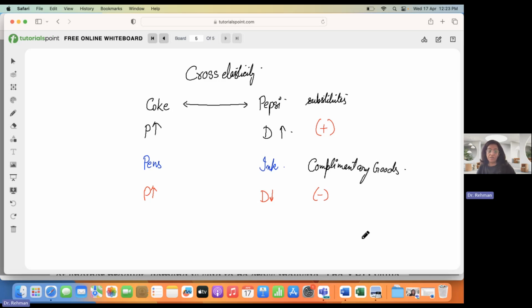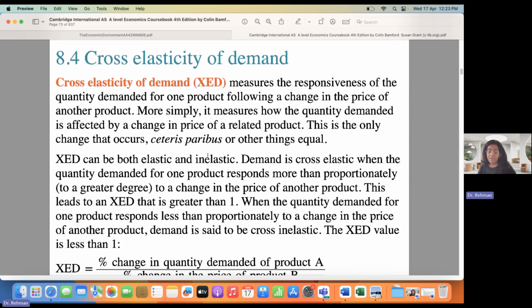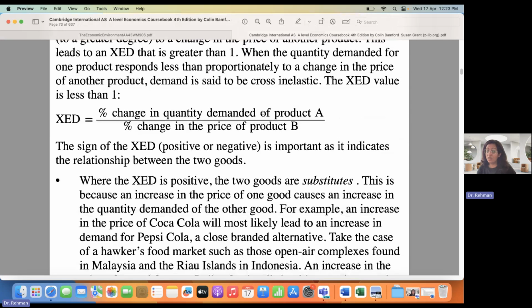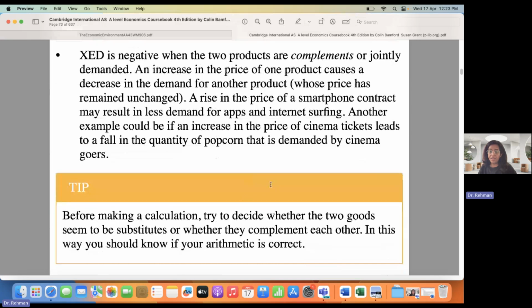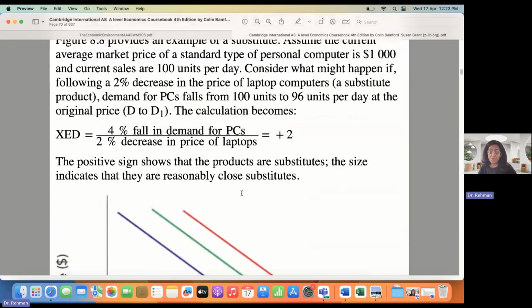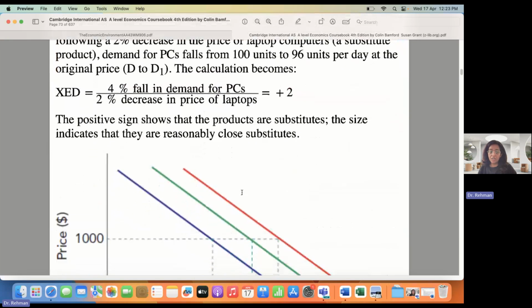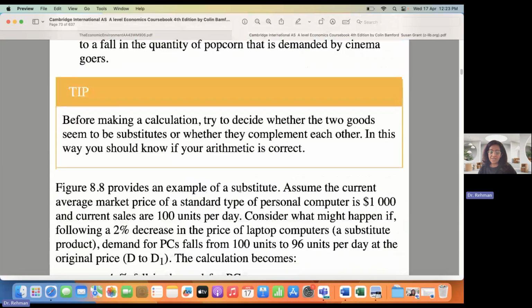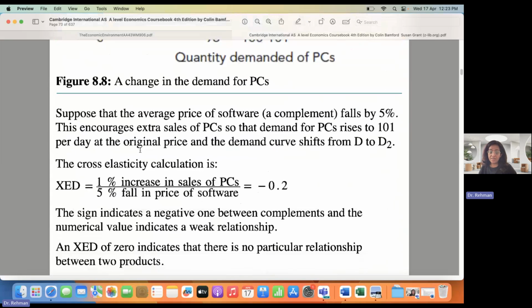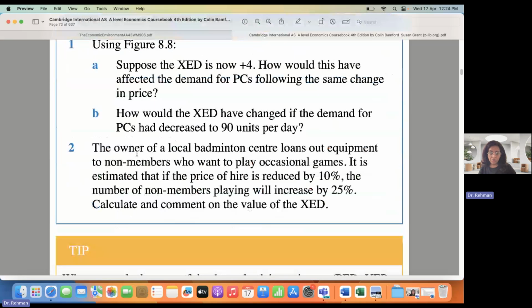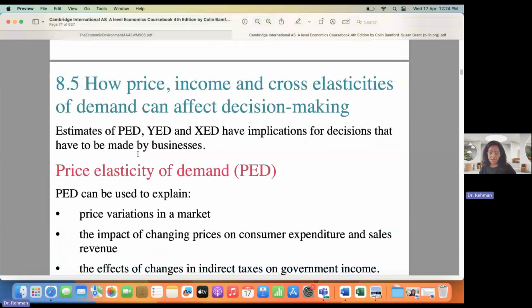Okay. What is the formula for this? The formula is percentage change in quantity demanded for product A upon percentage change in the price of product B. So these are two different products. Here are some examples of complements and substitute goods. The cross elasticity is denoted by XED. Okay, look at the formula once. I have not given you any question on cross elasticity, I guess. That's what I remember.